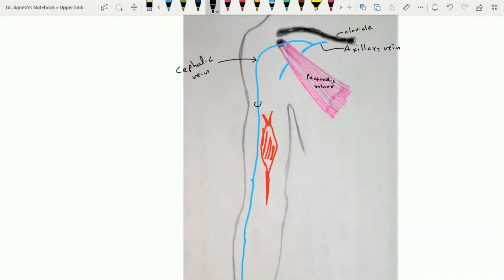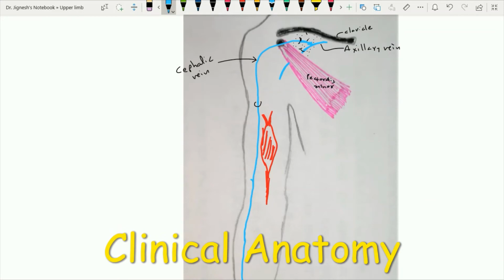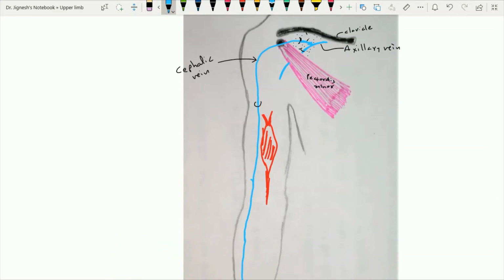Before entering into the axillary vein, this cephalic vein is going to pierce the clavipectoral fascia, and after piercing the clavipectoral fascia, it takes a right angle turn to enter into the axillary vein. Because of the drainage of the cephalic vein into the axillary vein at the right angle, cardiac catheterization is not preferred through this cephalic vein.